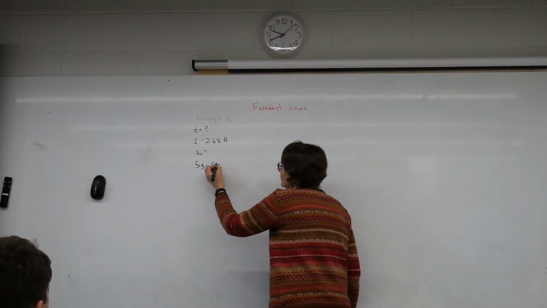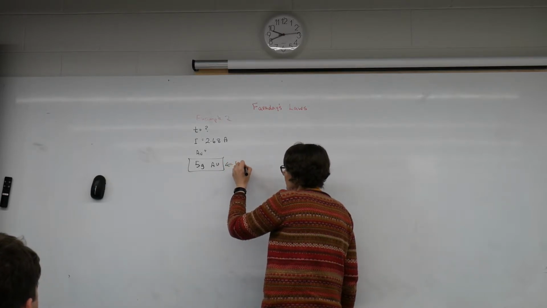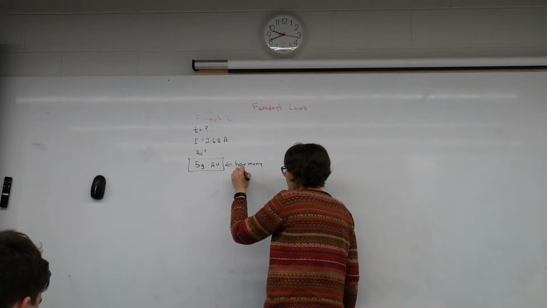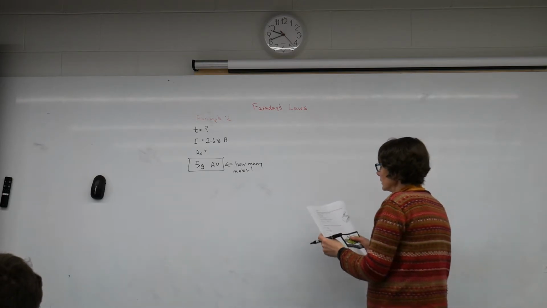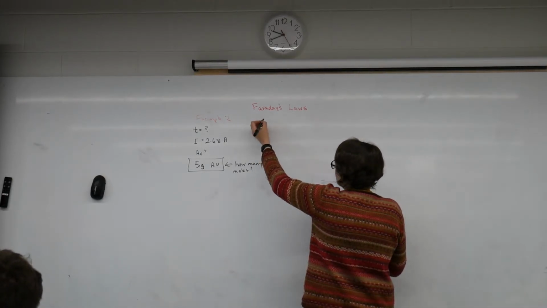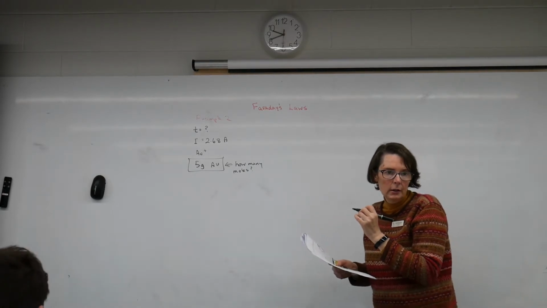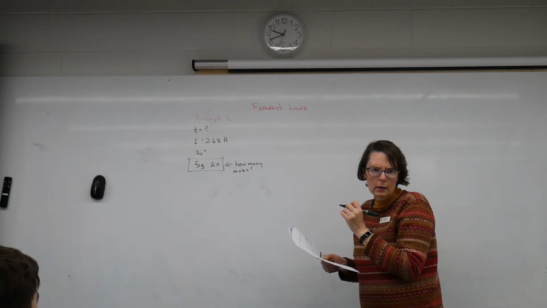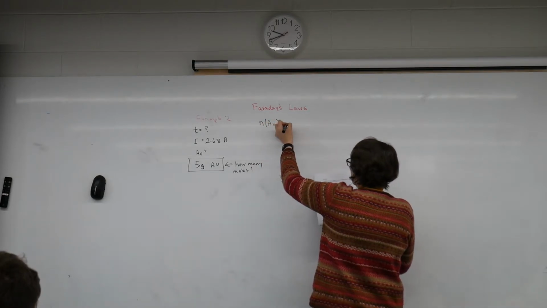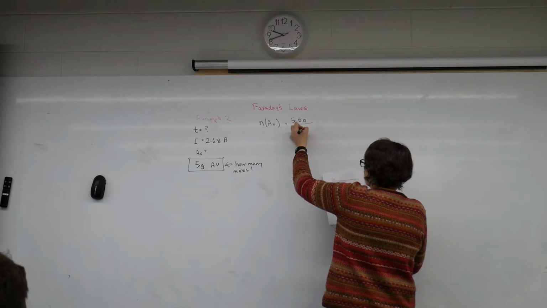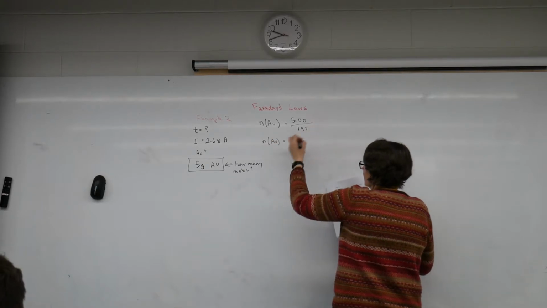So if we know that we want 5 grams of gold, we need to find out how many moles that is. And so we look up gold on our periodic table and we see that it has a molar mass of 197, is it? Is that right? Yes, okay. So we find the moles of gold. So we're working backwards.